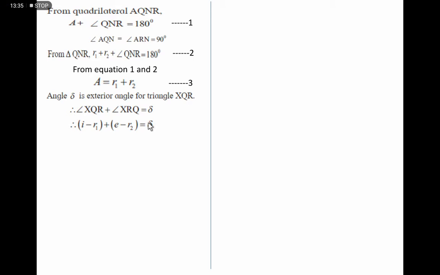The refracting angle of the prism: two refracting angles are there, R1 and R2, and the sum of these two angles is equal to the refracting angle of the prism. Now delta is the exterior angle of the triangle XQR, as I just explained in the previous slide. Again these two steps are here. The addition of these two, that is angle XQR and angle XRQ, is delta. The exterior angle of the triangle is delta, and we'll write I minus R1 plus E minus R2. How it is, we explained in the previous slide. Now a simple mathematical step: if we remove the brackets, I plus E, and the minus sign is common, we'll write R1 plus R2, is equal to delta.